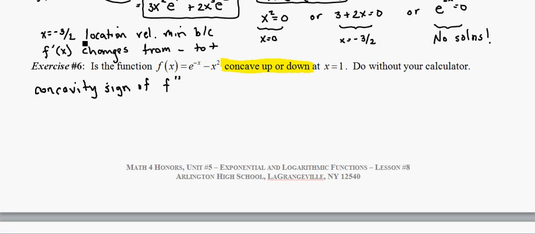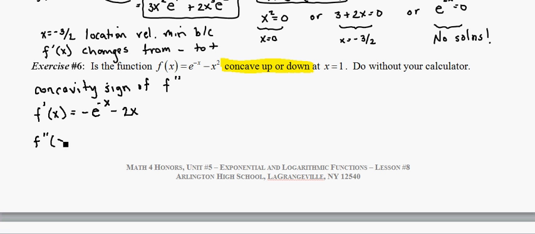Alright, let's figure out what f double prime is. Of course, we have to figure out f prime of x first. We need to find the derivative of e to the negative x. We already did that once. We got it up above. It's negative e to the negative x. Of course, we have to also take the derivative of x squared, and it's negative 2x.